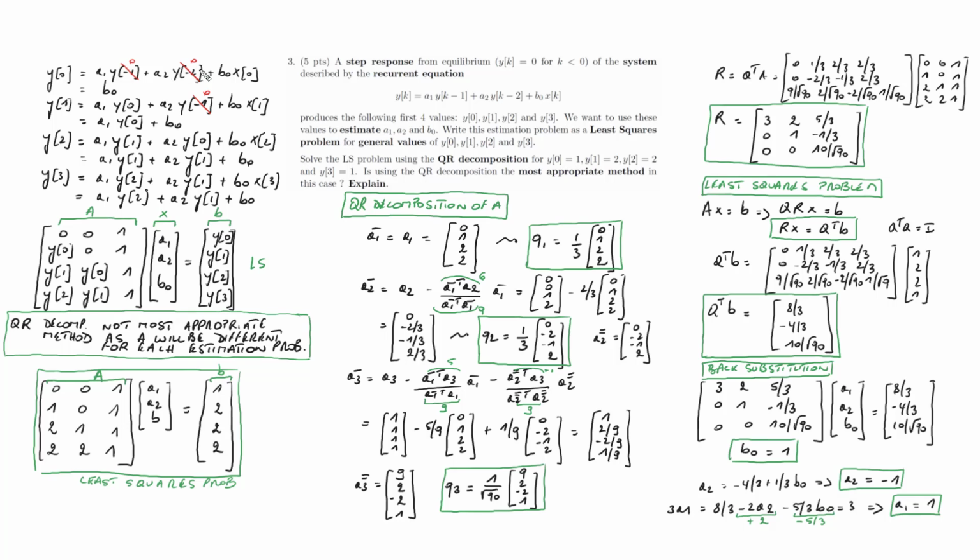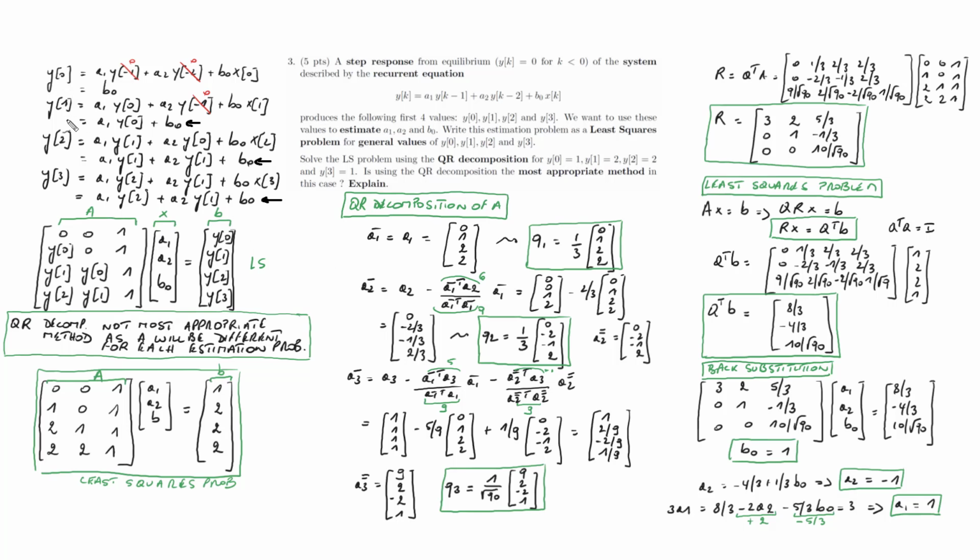These two here are 0 because of the initial conditions, right? And since it's a step response, this one is 1. So you end up with b0. We can do, for instance, the same thing for k equal to 1, and you'll end up with this quantity over here, and then for k equal to 2 and k equal to 3.